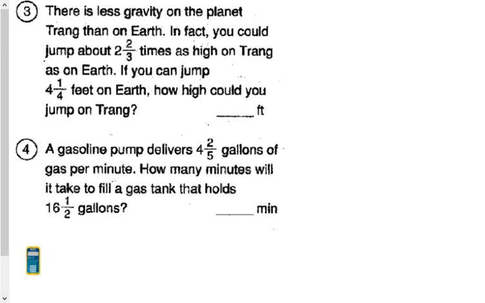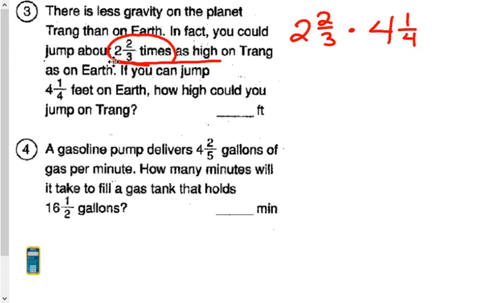All right, looking at the next problem, problem 3. There is less gravity on the planet Trang than on Earth. In fact, you could jump about 2 2/3 times as high on Trang as on Earth. If you can jump 4 1/4 feet on Earth, how high could you jump on Trang? Well, it says on Trang you could jump about 2 2/3 times as high. So 2 2/3 times, that times means multiply. So 2 2/3 times 4 1/4.